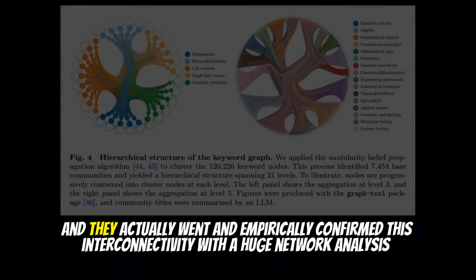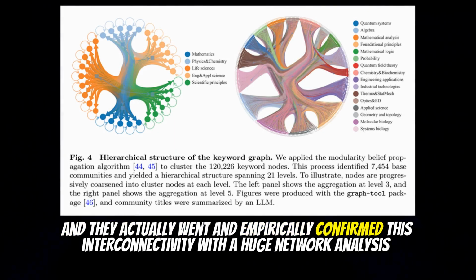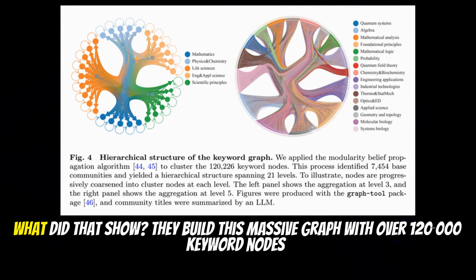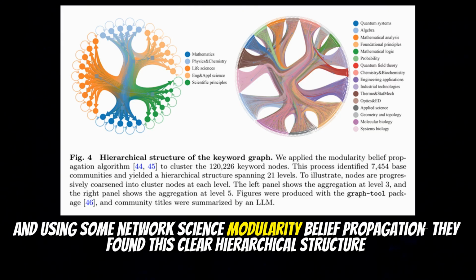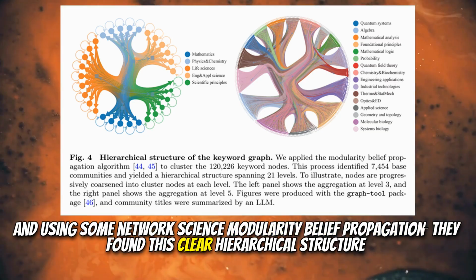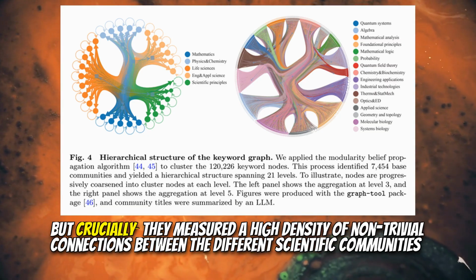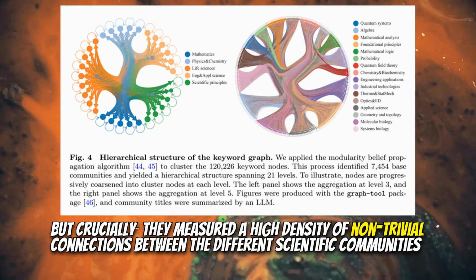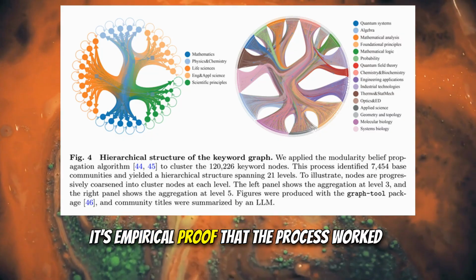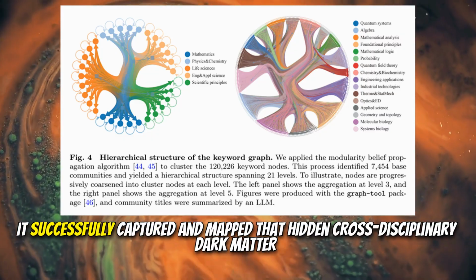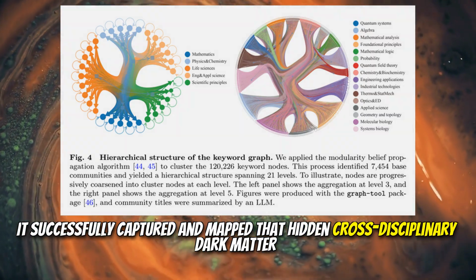That's it. And they actually went and empirically confirmed this interconnectivity with a huge network analysis. What did that show? They built this massive graph with over 120,000 keyword nodes. And using some network science, modularity belief propagation, they found this clear hierarchical structure. But crucially, they measured a high density of non-trivial connections between the different scientific communities. So it's empirical proof that the process worked. It successfully captured and mapped that hidden cross-disciplinary dark matter.